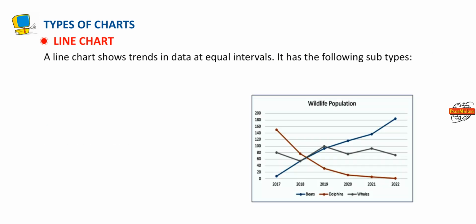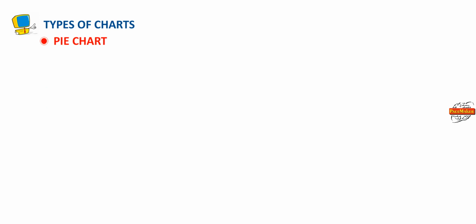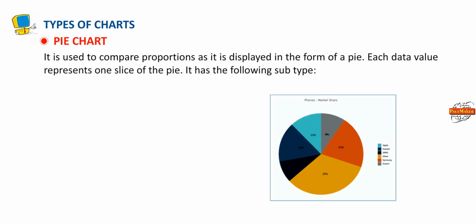Line chart. A line chart shows trends in data at equal intervals. It has the following subtypes: line and stacked line, line with marker, 3D line. Pie chart. It is used to compare proportions, as it is displayed in the form of a pie. Each data value represents one slice of the pie. It has the following subtypes: pie and pie of pie, bar of pie, pie in 3D.